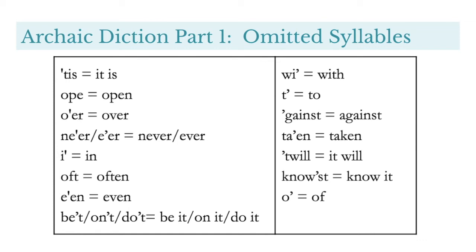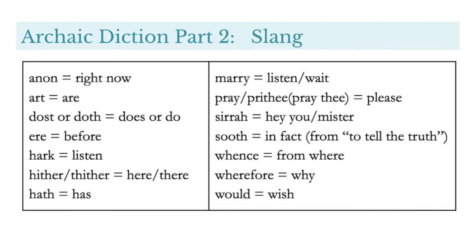Against, they just take off the A and say 'gainst. Taken becomes ta'en. It will becomes 'twill. Know it becomes know'st. And of becomes o'. The last part of archaic diction that we need to look at is his slang.